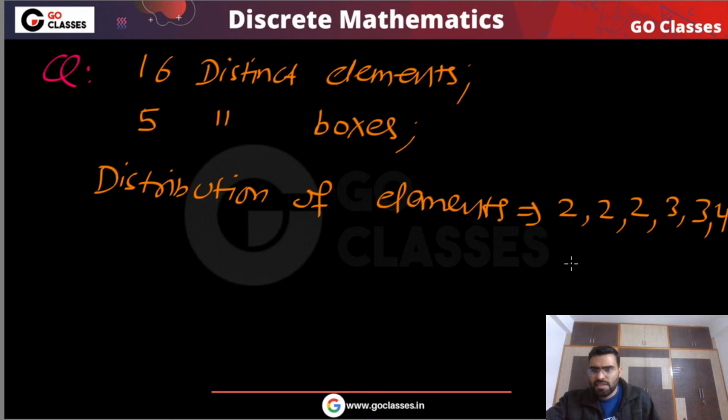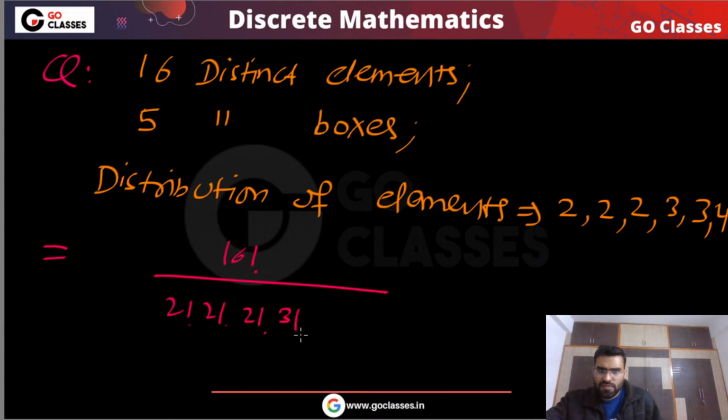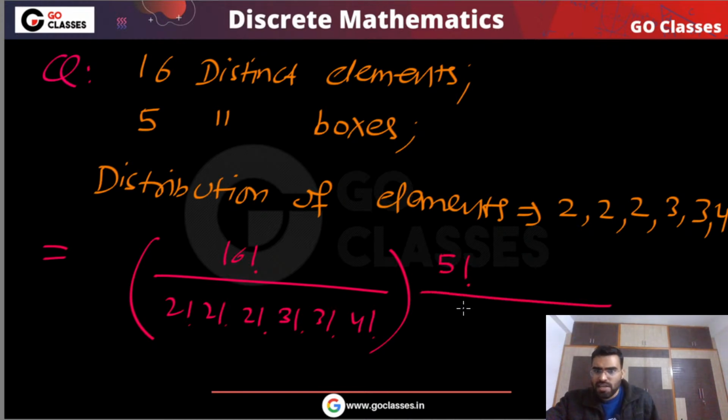So tell me what is the answer here? Here the answer will be 16 factorial divided by 2 factorial, 2 factorial, 2 factorial, 3 factorial, 3 factorial, 4 factorial. That is fine. Now you multiply with 5 factorial. But now you have to additionally divide, because of this 3 factorial and because of this 2 factorial. So you have to additionally divide by 3 factorial into 2 factorial.